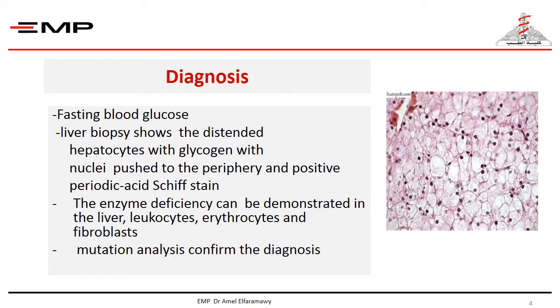The diagnosis is based on the presence of fasting hypoglycemia. The liver biopsy shows the distended hepatocytes with glycogen with the nuclei pushed to the periphery and positive periodic acid Schiff stain. The enzyme deficiency can be demonstrated in the liver, leukocytes, erythrocytes, and fibroblasts. Genetic studies for the mutation analysis confirm the diagnosis.